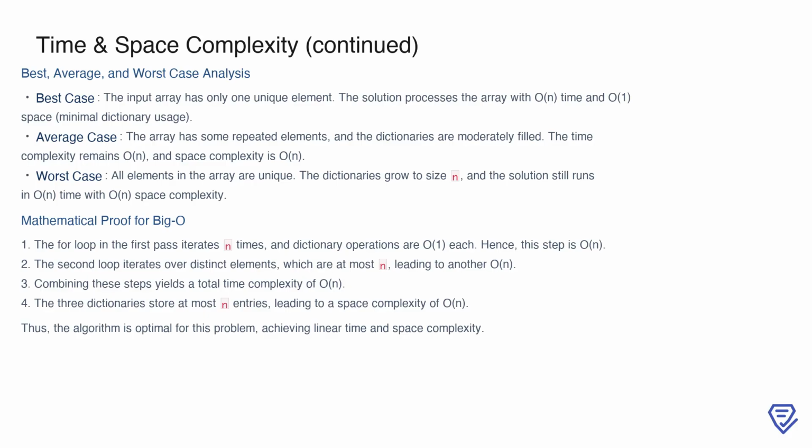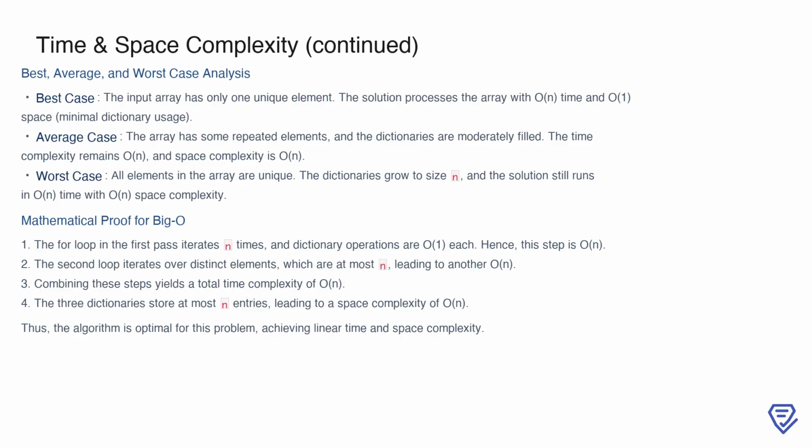To mathematically validate the time complexity, the first loop iterates n times, with each dictionary operation taking O(1), resulting in O(n). The second loop processes at most n distinct elements, adding another O(n). Combining these gives a total time complexity of O(n). With the dictionary storing at most n entries, the space complexity is O(n).